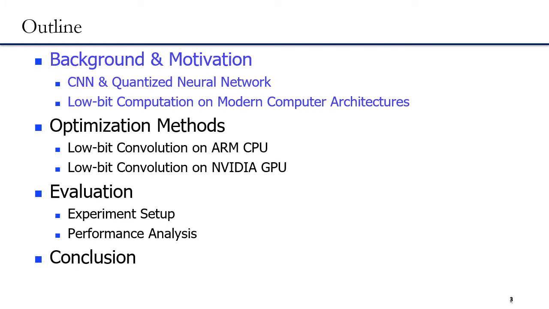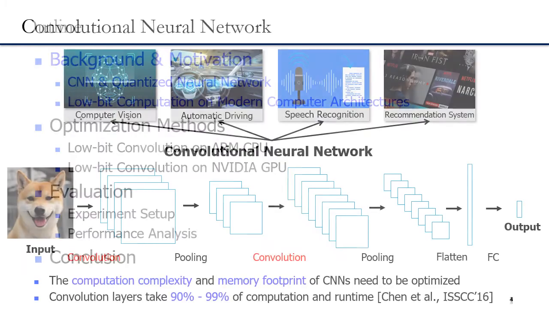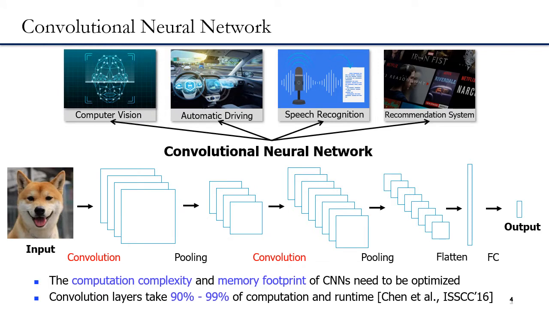I will begin with background and motivation. Convolutional neural networks have been successfully adopted in many fields, such as computer vision, automatic driving, speech recognition, and recommender system. Here is a classical CNN architecture, including convolution, pooling, and full connection layers.